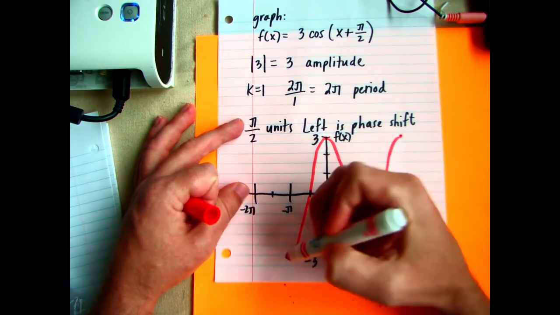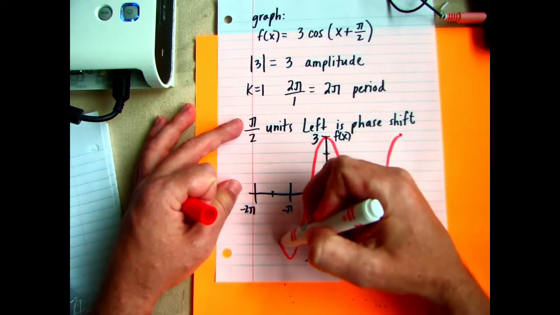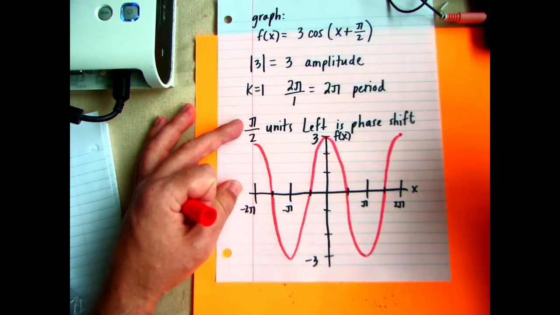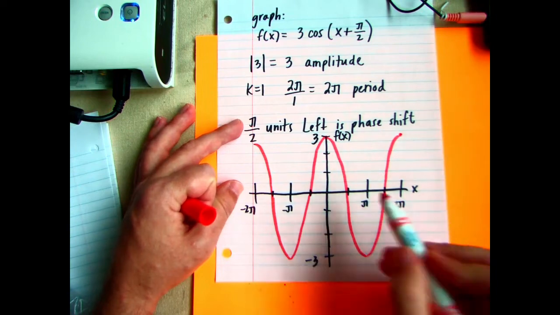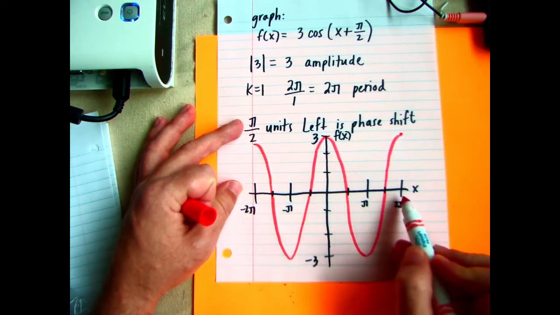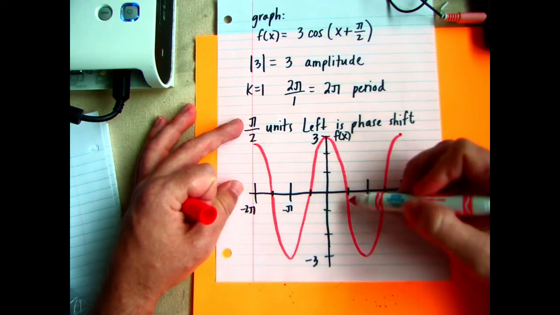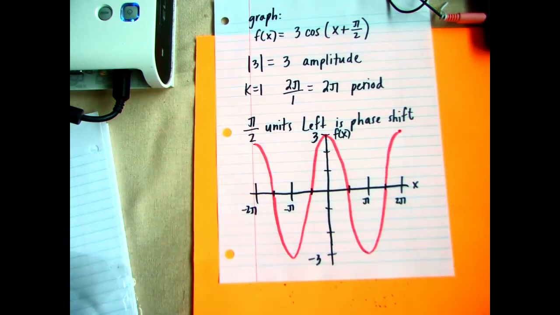I'm going to repeat myself on the left side of the graph from -2 pi to 0. Another complete wave that happens in a span of 2 pi. And my amplitude is 3.